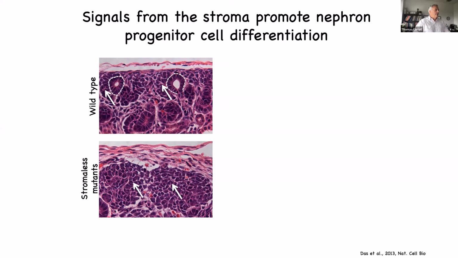And what we saw is that when you look at an H&E of a wild type kidney, you can see the ureteric bud tips, you can see the outline of the nephron progenitor cells here, and then all the stroma cells in between. And then you start to see these renal vesicles and S-shaped bodies forming down below. What we got in the stromaless mutants was an enormous expansion of the nephron progenitor cells. The ureteric bud tips were still there, but you never saw this mesenchymal to epithelial transition.